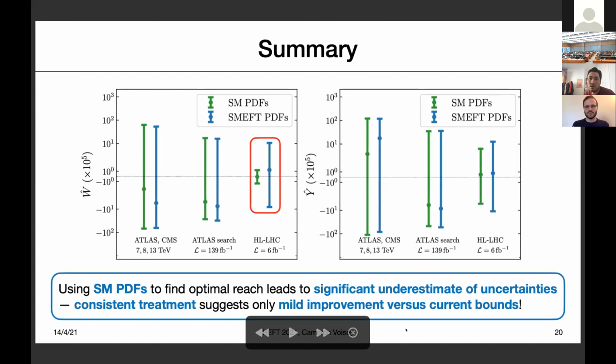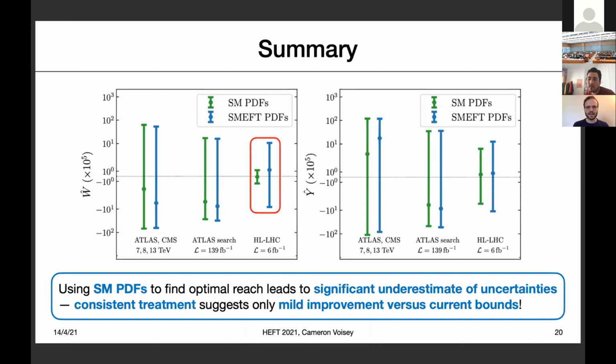Here I summarize these results by showing two panels. We have the W results and the Y results in all three scenarios that I've shown already. So we have three groups. We have the unfolded data on the left, then in the middle we have the search data, both current, and then on the right we have the High-Lumi projections.